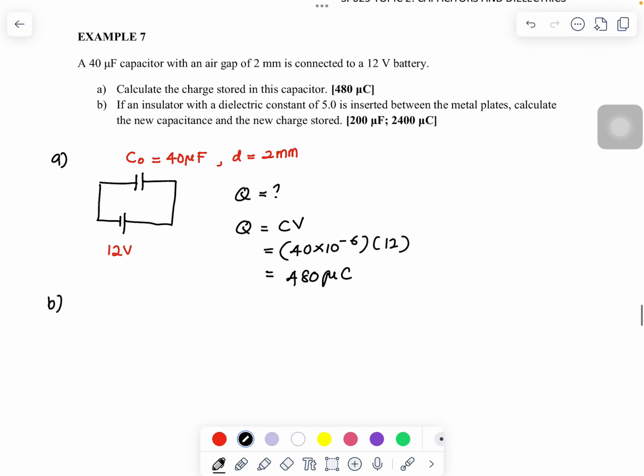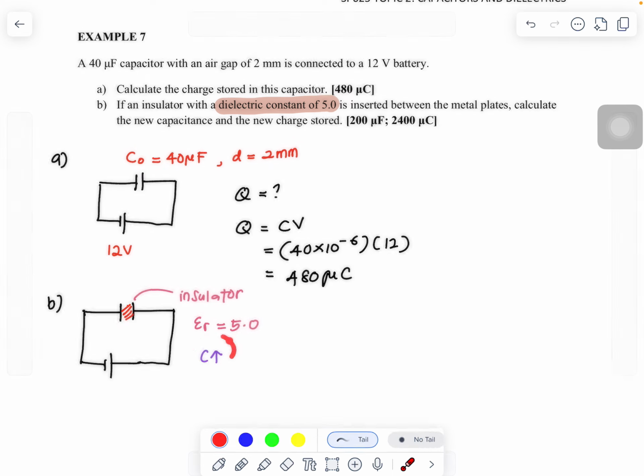Okay, so sekarang ni kita punya capacitor. Okay, ada insulator. Okay, we are given insulator here. Okay, di mana insulator tersebut have a dielectric constant of 5. So that is value for epsilon R, 5.0. Okay, so we know that when we insert dielectric, capacitance will increase.